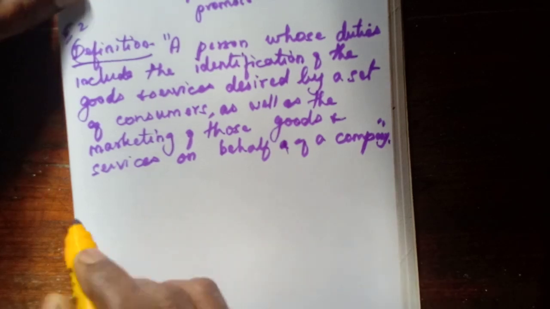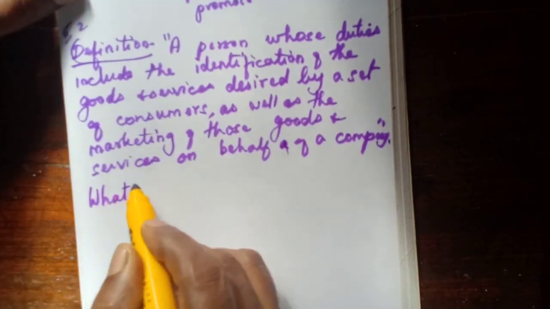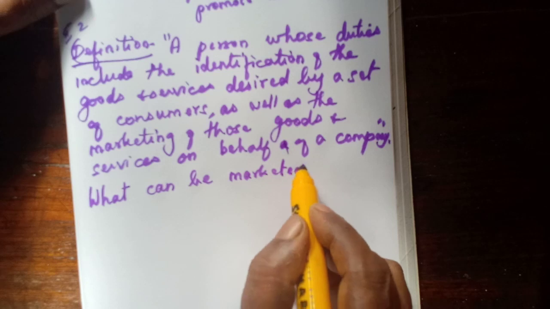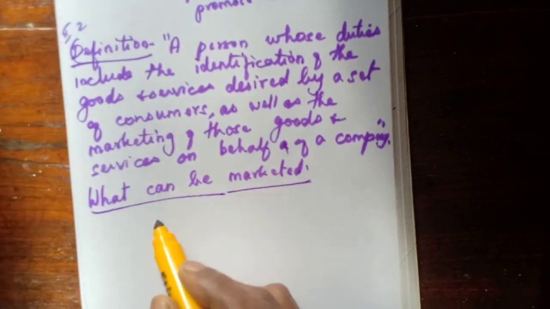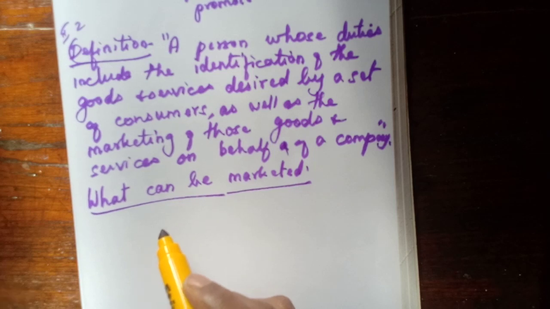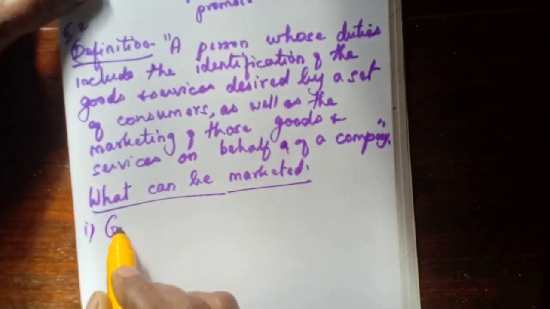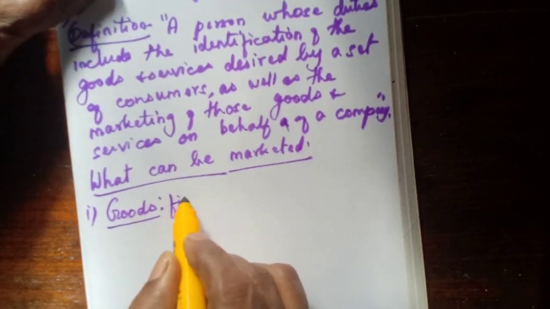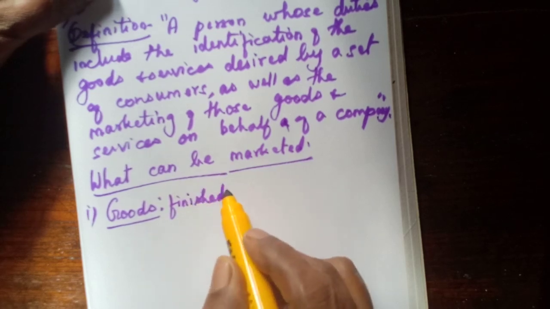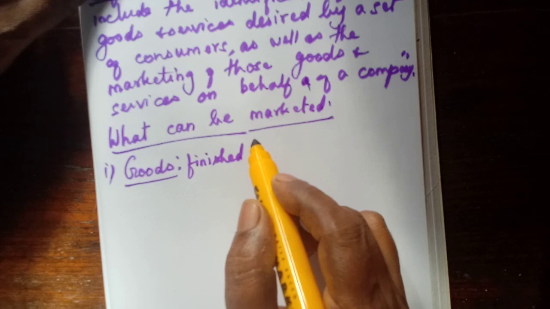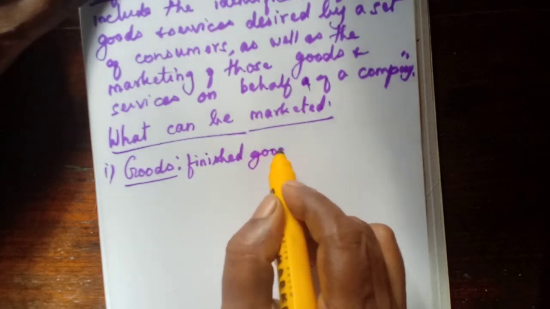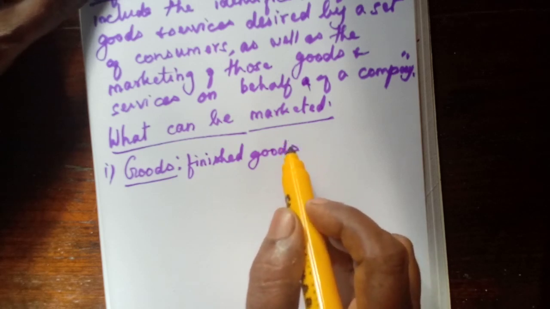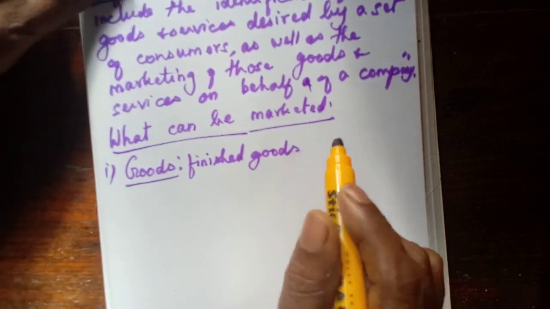Okay, now we will learn what can be marketed. If that question is asked, we will say only the goods and services, isn't it? But there are some others. Okay, goods, services, and the others we will learn one by one. First goods. We know what goods are. Maybe finished goods, or agricultural goods, or semi-finished goods, electrical goods, isn't it? Machineries, electronic products. All these are goods that can be marketed. These are marketed all over the world, isn't it? So these goods can be marketed.